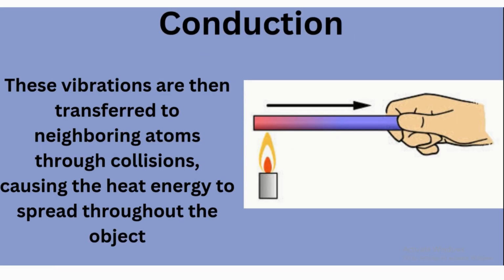Secondly, these vibrations are then transferred to the neighbor atoms through collision. For example, the atoms will collide with each other, and during the collision, they vibrate and generate thermal energy in the form of some electrons. So, it causes the heat energy to spread throughout the object, right? It means that the whole object will spread this heat energy during the process.